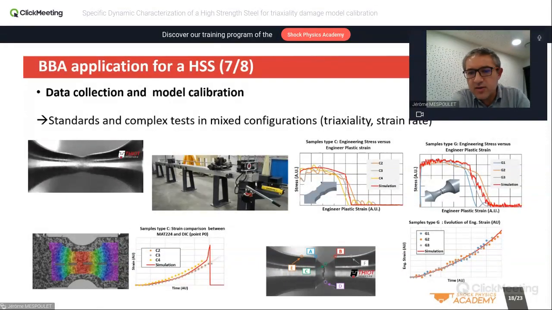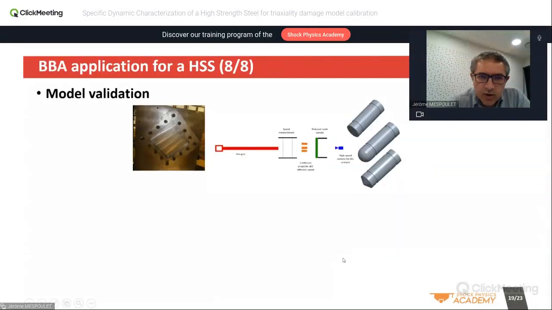Here we have another example on the cylindrical tensile Hopkinson bar test with tracking. Here you have the stress versus strain, but here you have some tracking on some dedicated points to show that you have the good necking here and the good evolution of the tensile here. So this is a part of step 2, in fact, in the BBA strategy, to collect the data and to fit the various curves of the models.